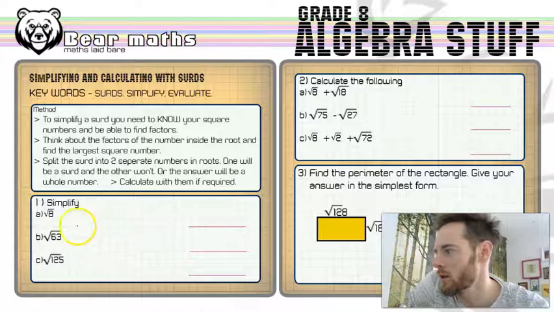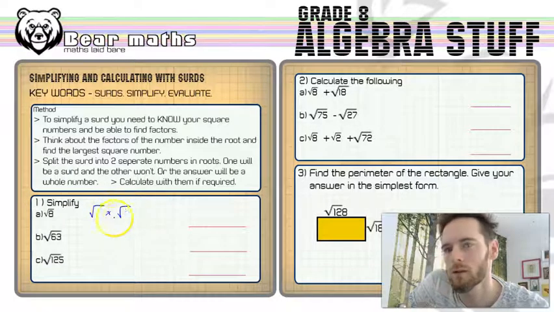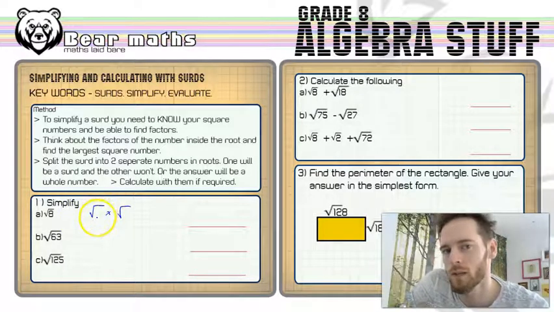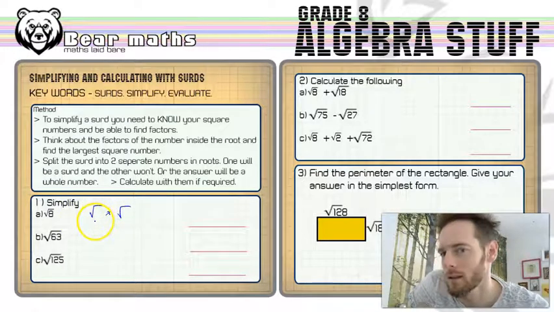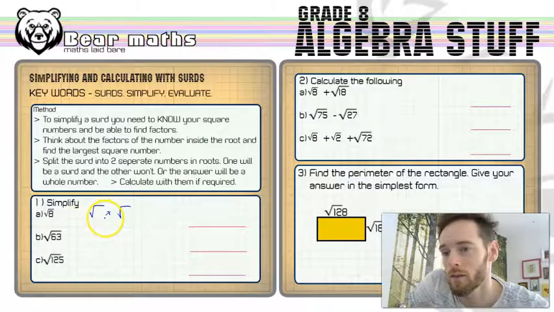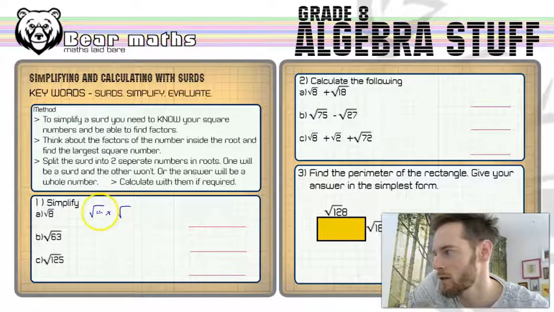In question 1, we're going to simplify root 8. Now root 8 can be split up into two separate roots using the multiplication rule. So you had to have learnt this first in order to understand what I'm doing here. So if you're not sure what I'm doing here, go back and watch the manipulating surds video with all the rules. Now this one, if we think of the factors of 8, the factors of 8 are 1 and 8, 2 and 4. 4 is a square number and it's the largest square number that fits into 8.